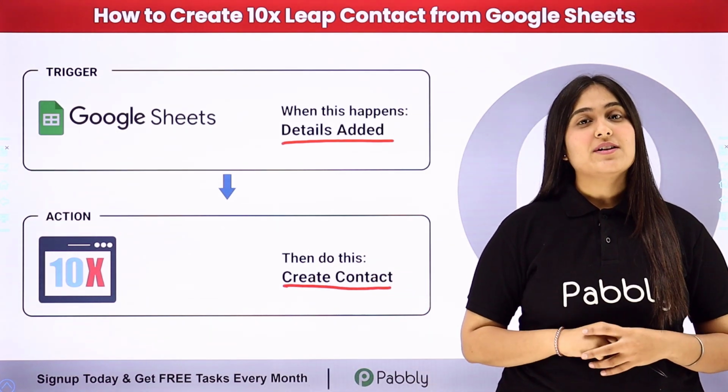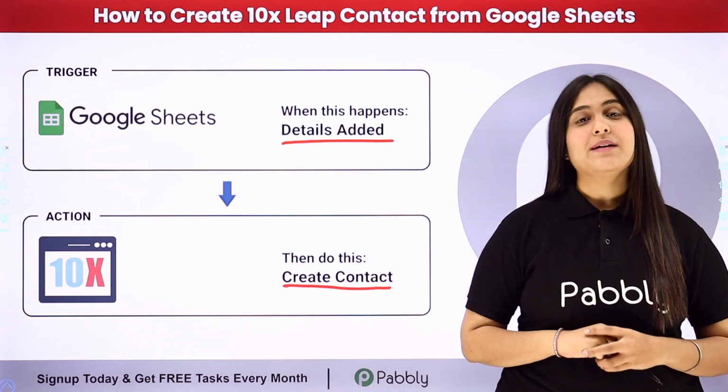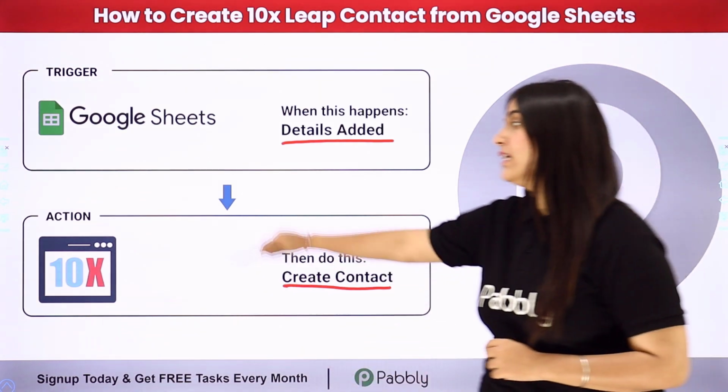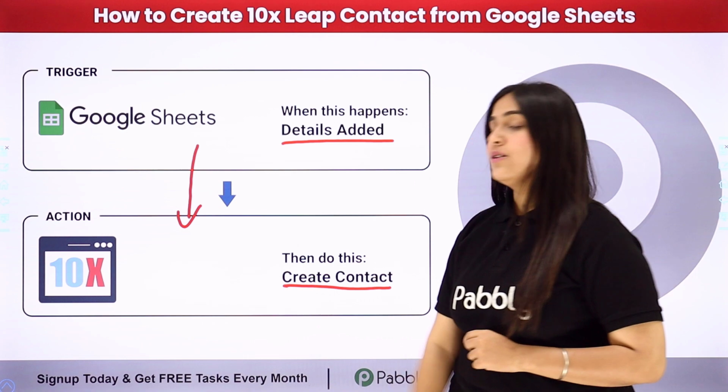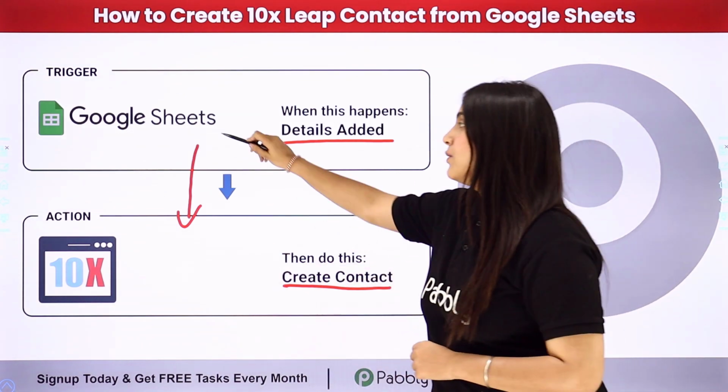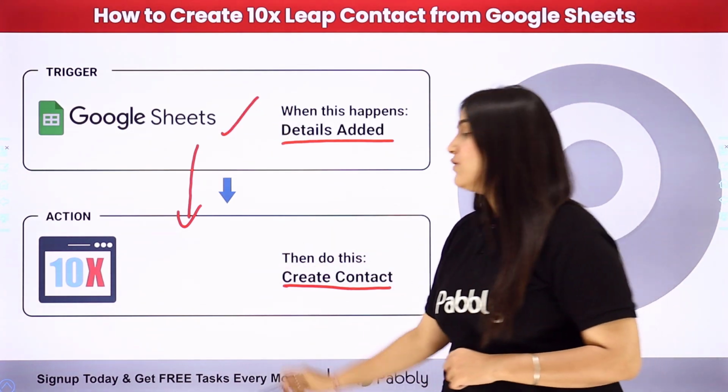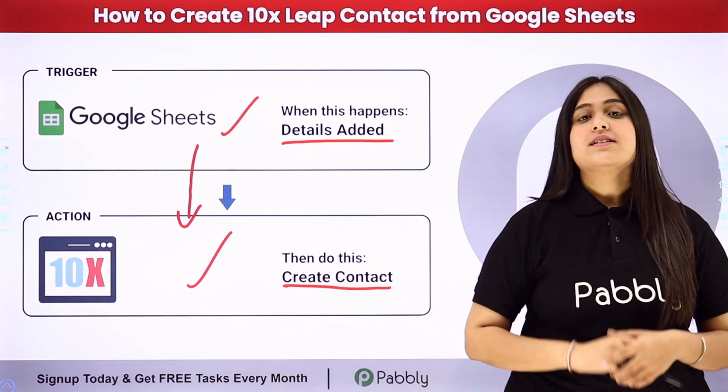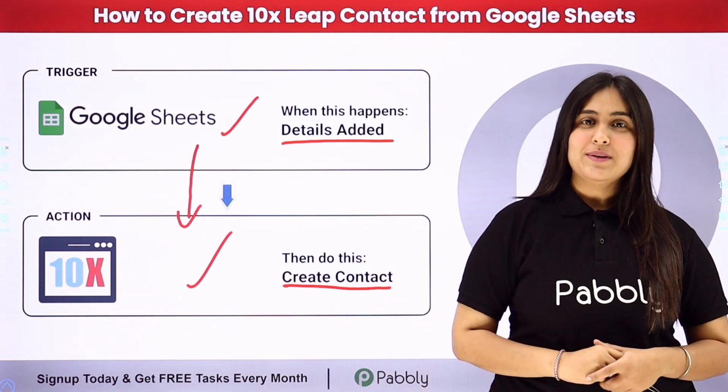So to automate this process, we will use an automation software named Pabbly Connect, in which we need to connect a trigger and an action. In this process, our trigger application will be Google Sheets and our action application will be 10x Leap. So to learn this process step by step, let me take you to my screen.